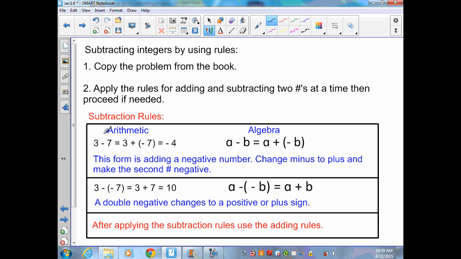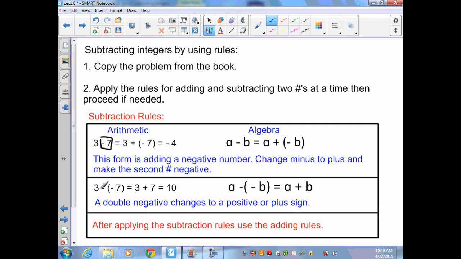So the first rule for subtracting integers, this is our arithmetic definition. If I have 3 minus 7, I want to rewrite this expression as 3 plus a negative 7. In other words, I want to view this problem as a 3 and a negative 7. The algebra rule is this. If I have a minus b, or in other words, any number, it could be any real number, fraction, decimal, integer, minus another fraction, decimal, integer, equals a plus a negative b. So if I just have a minus sign, I can change to a plus and make that a negative b. This form is the adding a negative number. Change minus to plus and make the second number negative.